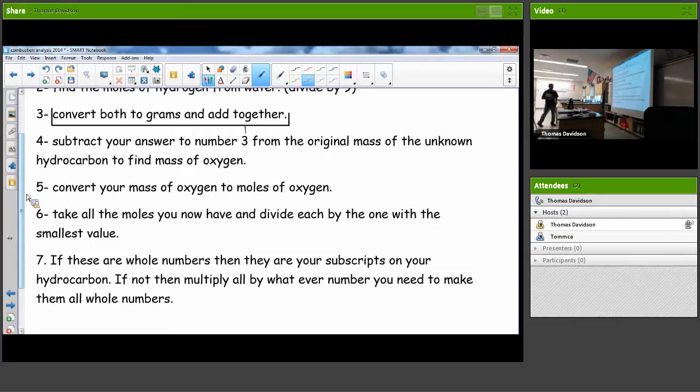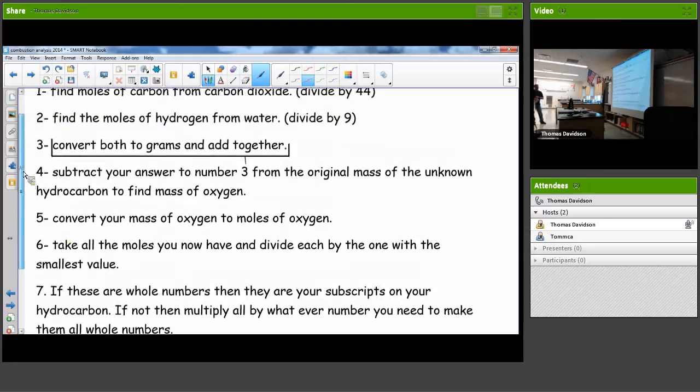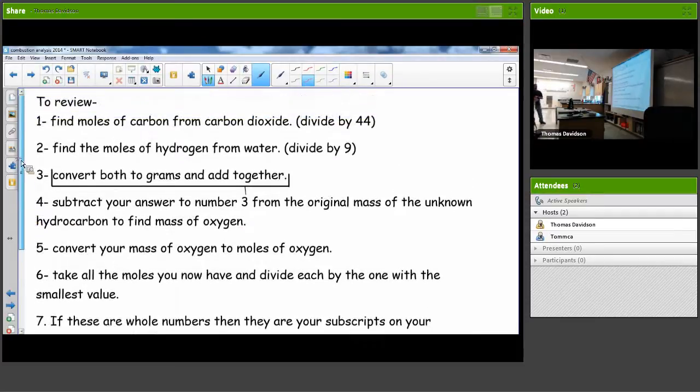If they were not whole numbers, multiply all by whatever number you need to make them all whole numbers. We don't have any of those today, so if you end up with one of those, then you have a problem. All right, all of them today will have oxygen. So they are the harder ones that take multiple steps.